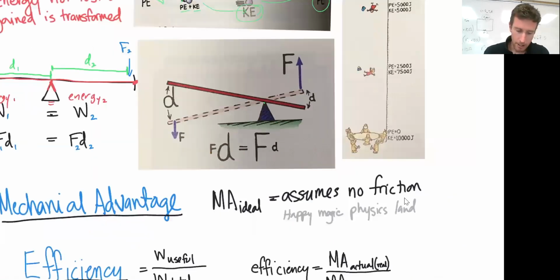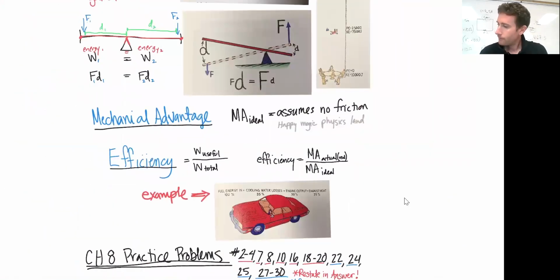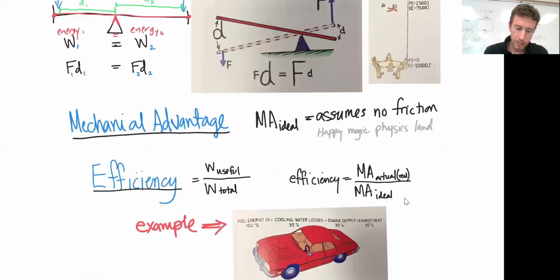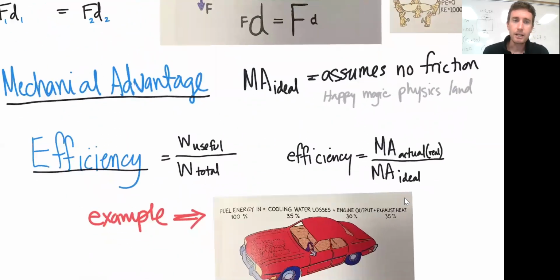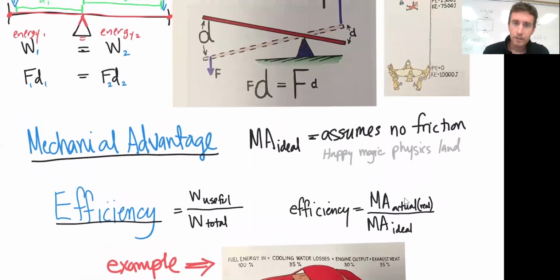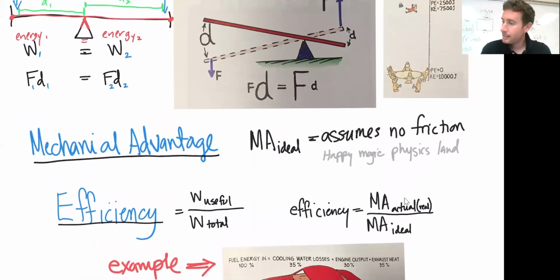Let's keep on pushing through to page 114 and 115. On pages 114 and 115, we introduce the idea of mechanical advantage. Mechanical advantage is how much easier a task makes something. For ideal mechanical advantage, we are assuming that there is no friction. So if I'm just measuring the ratio of the distances, that's assuming no friction.